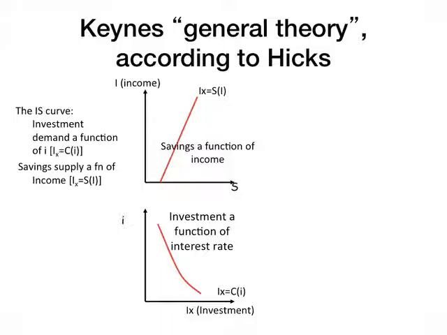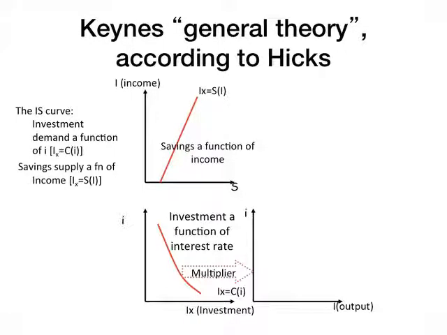Is the top picture a realistic picture of what's happened in Ireland? Our income has gone down in the past 5 years, vastly down, yet our savings rate has come up. So for Ireland, at the moment, this is not a good picture. Nevertheless, we must go with this because this is how Keynes' general theory was spelt out according to Hicks.